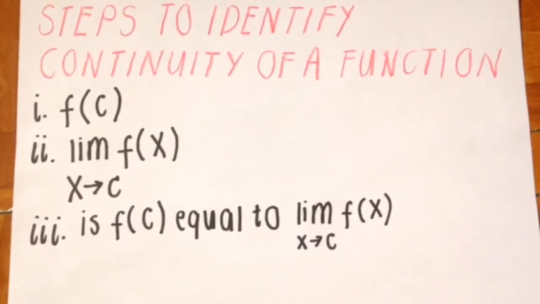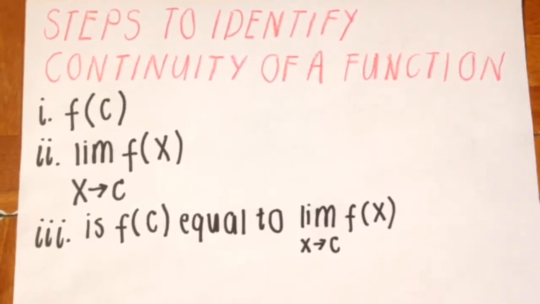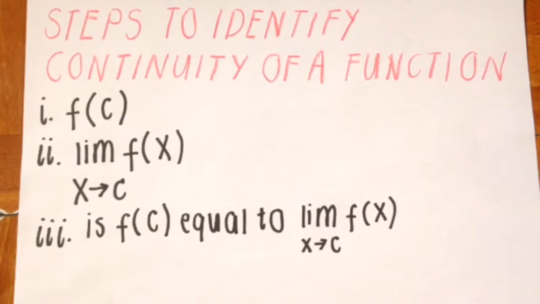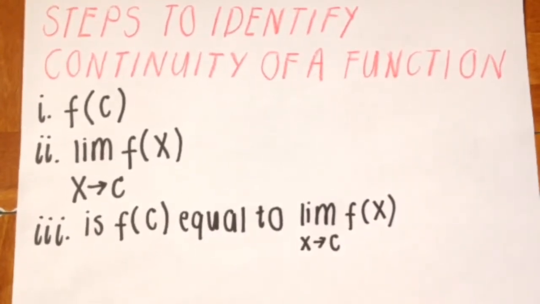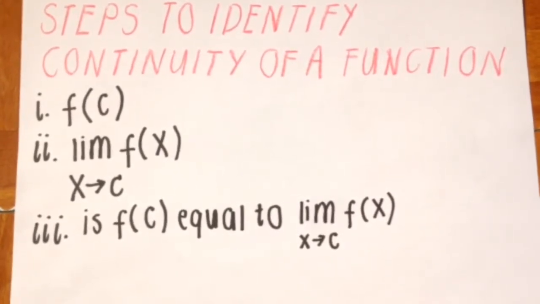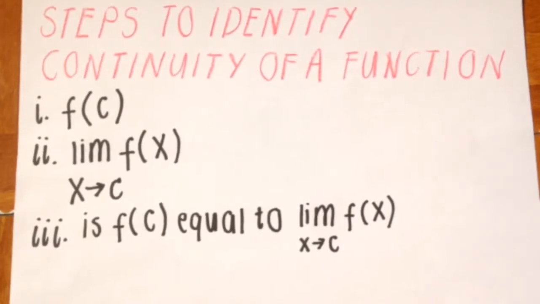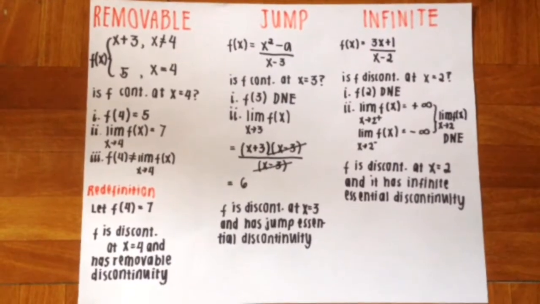Here are the steps to identify the continuity of a function. First is to solve for f of c. Second is to identify the limit of f of x as x approaches c. The last is to check if f of c is equal to the limit of f of x as x approaches c. These are other examples using functions.